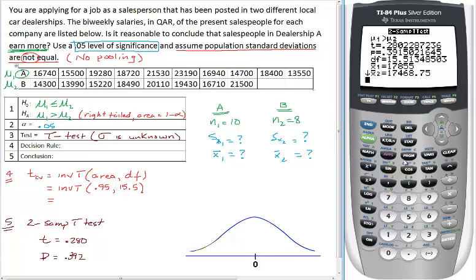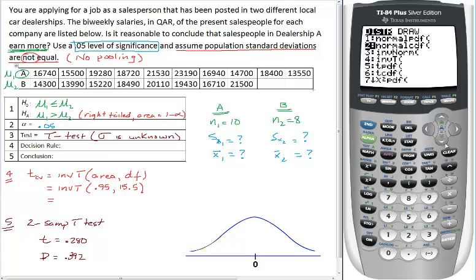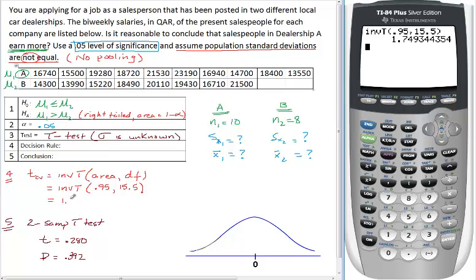So how do we do inverse T? That's in distribution, on the vars button. I hit second first, then vars, and go down to inverse T and enter. It's asking us for the area, which is 0.95, and it's asking us for the degrees of freedom, and you can actually put that in as a decimal, that's fine, and paste. So it's giving us a critical value of 1.75. Now we're right back to where we need to be.